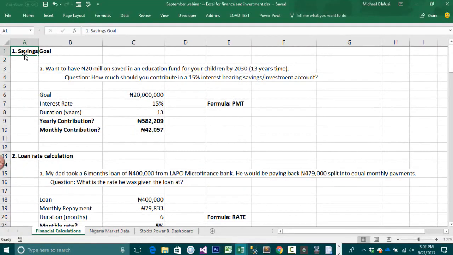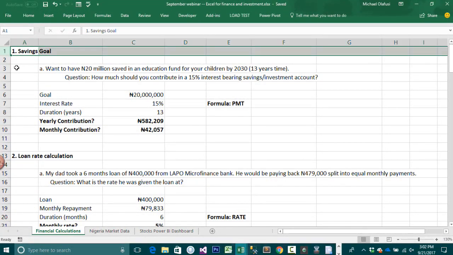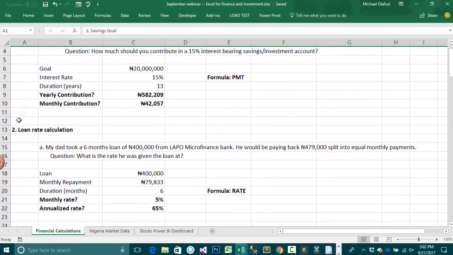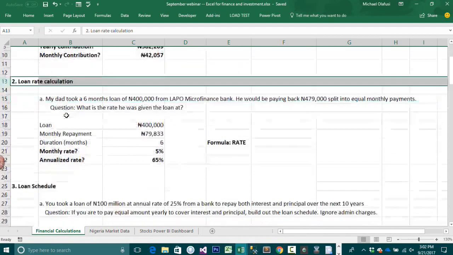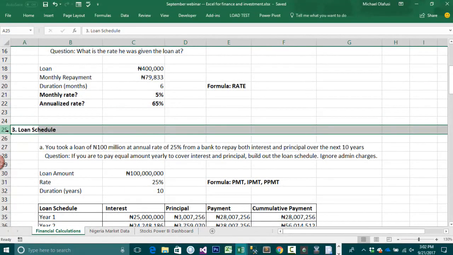So you can see I have here, number one demonstration is using Excel to create a savings goal, right? The number two is using Excel for loan calculation, and then number three is creating a loan schedule with Excel.